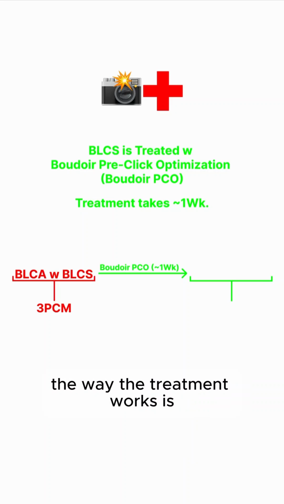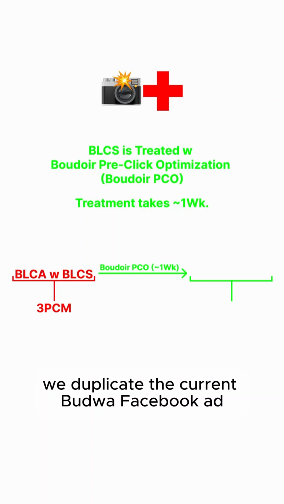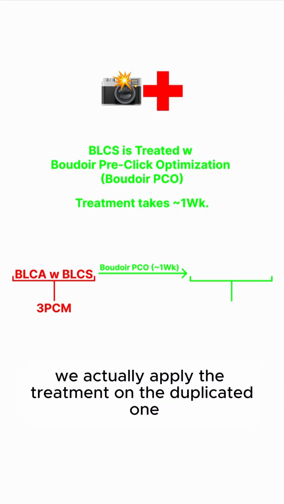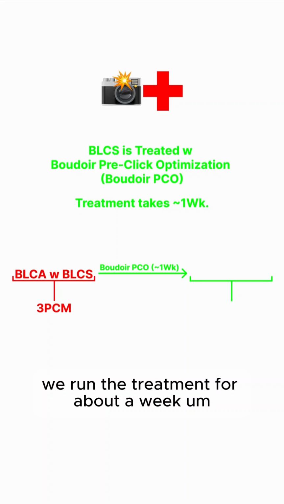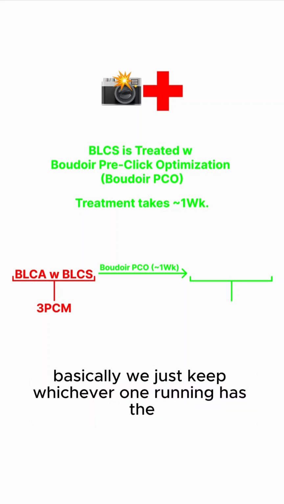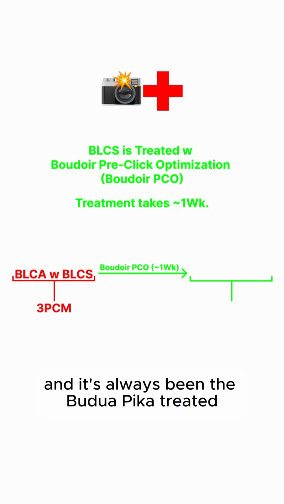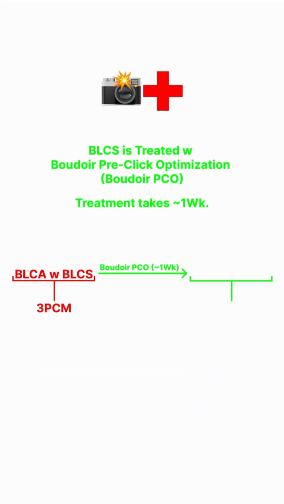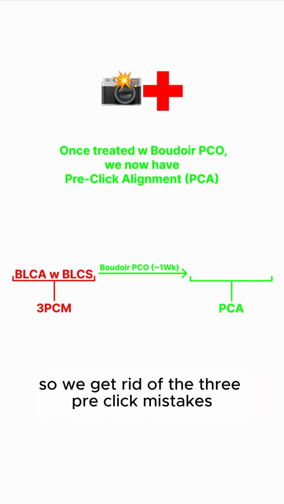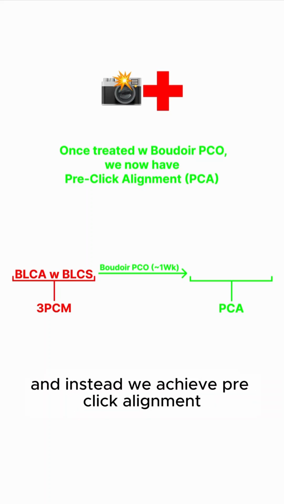The way the treatment works is we duplicate the current Boudoir Facebook ad, and we leave the original. We apply the treatment on the duplicated one and run it for about a week. After about a week, we just keep running whichever one has the highest metrics, and it's always been the Boudoir Pico treated ad that ends up with the highest unique CTR all. And once treated with Boudoir Pico, we now have pre-click alignment, PCA. So we get rid of the 3 pre-click mistakes, and instead we achieve pre-click alignment.